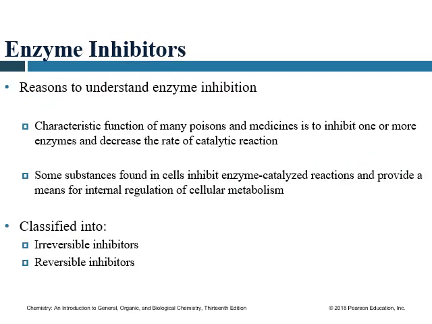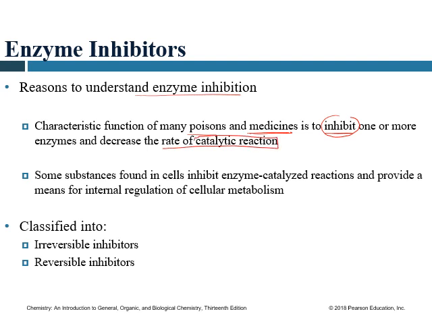So why do we need to study enzyme inhibitors? The reason to understand enzyme inhibition is that most of the medicines we usually take, and most poisons, normally function as inhibitors. If there is an enzyme we don't want working in our body, the body normally inhibits that enzyme with the help of an inhibitor. This inhibitor can be in a medicine or a poison, and it will decrease the rate of a catalyzed reaction.